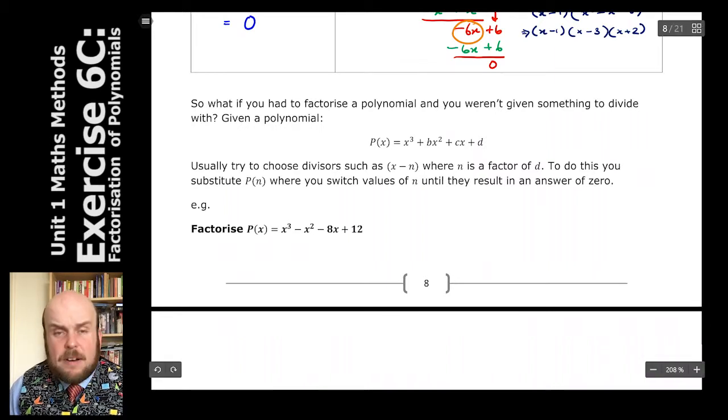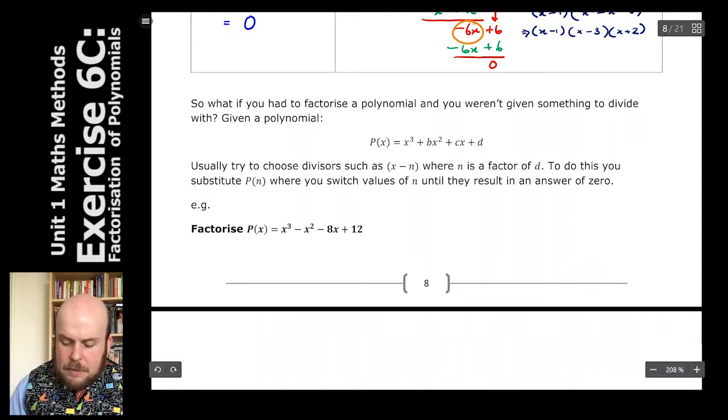Now, when we're trying to figure out things to divide by, if you've got a cubic looking like this, trying to use numbers that fit into the last digit usually helps. So what I would try to do is substitute for x numbers that fit inside this 12. I would also try to choose numbers that would inevitably end up cancelling things out.